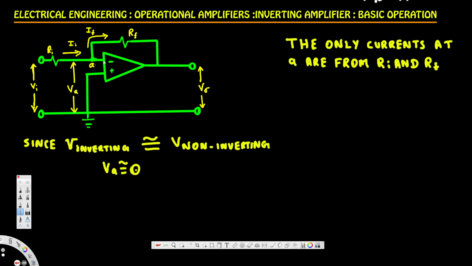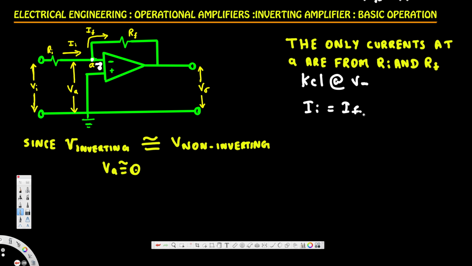And also we have to know that the current entering or exiting through the positive and negative terminals is always going to be 0. If we apply KCL at this V minus, since the current entering this terminal is 0, then II must be equal to IF, because all the current entering should be equal to the current exiting. Therefore, II is going to be equal to IF.